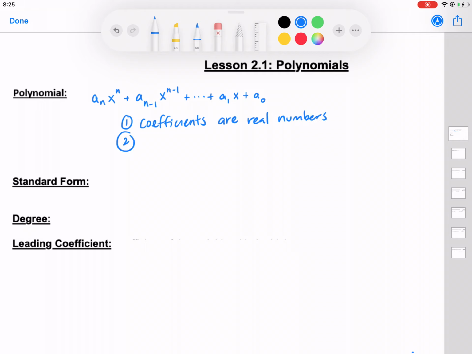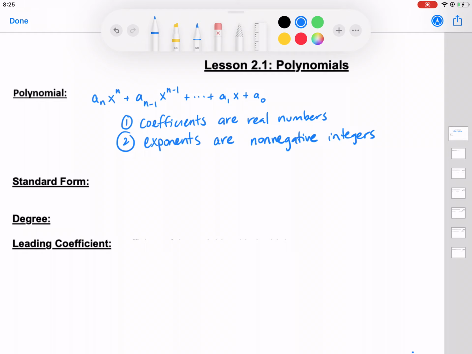And then the exponents must be whole numbers, or 0. So we usually say they are non-negative integers.